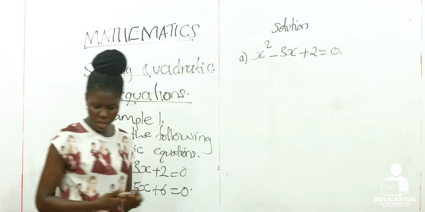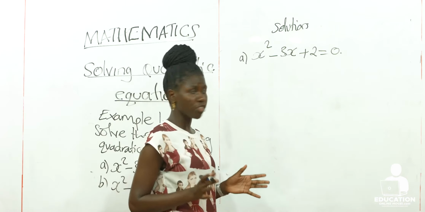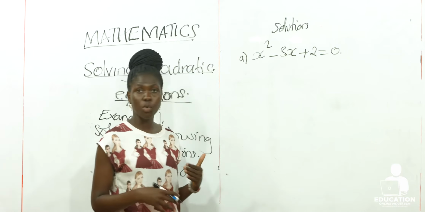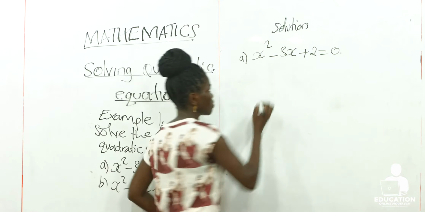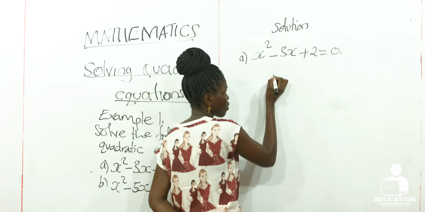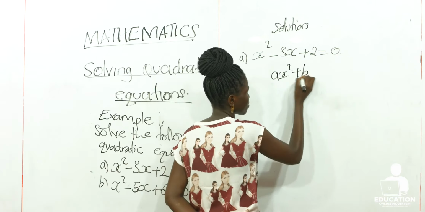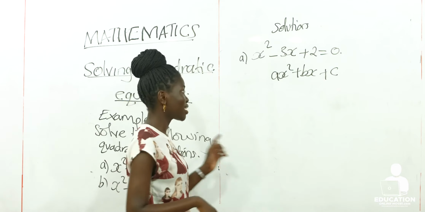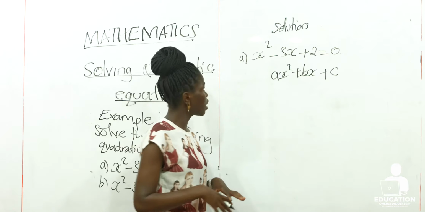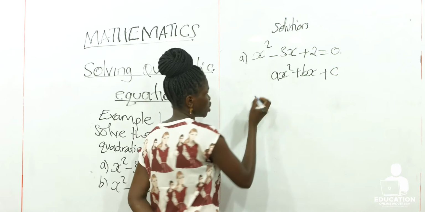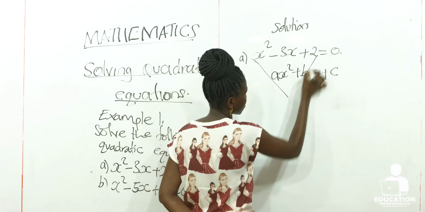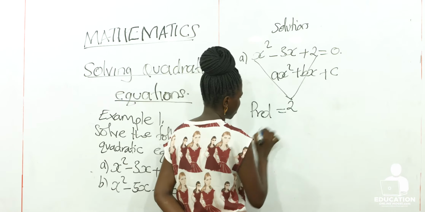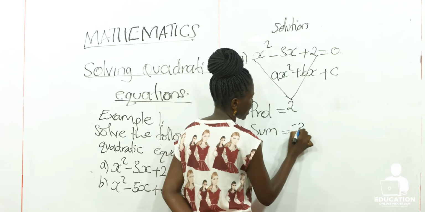With quadratic equations, we are also going to find the two roots, and for us to know the two roots, first of all, we need to know the product and the sum in the equation being given. Then we find two numbers that are going to help us. Remember the equation in the format ax squared plus bx plus c. So our value of a, which is the coefficient of x squared in this case, is 1, our value of b is negative 3, and our value of c is 2. So we're going to have 2 as our product, and our sum will be negative 3.